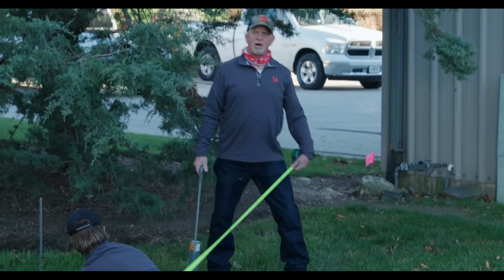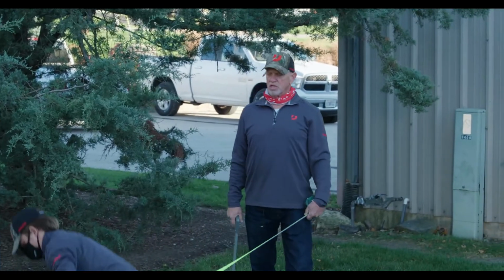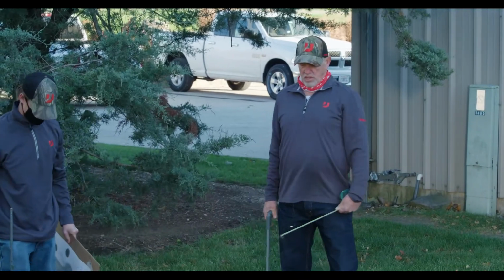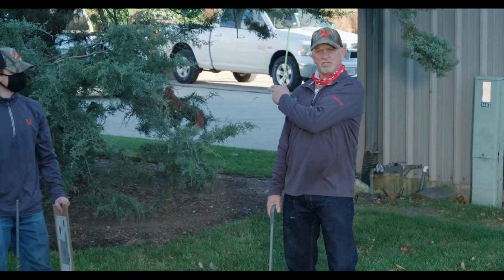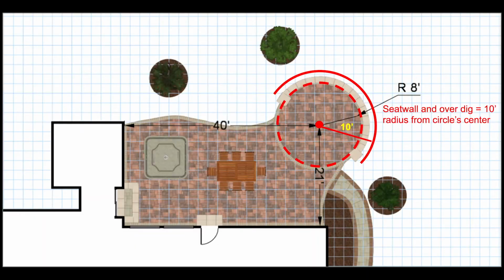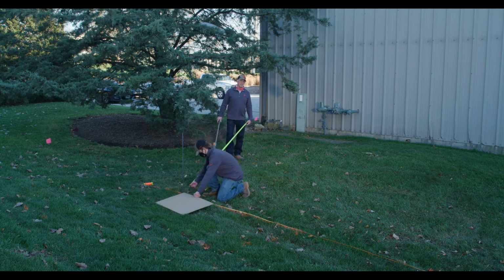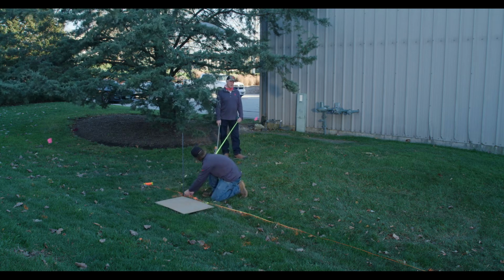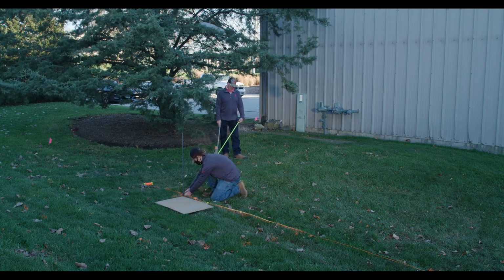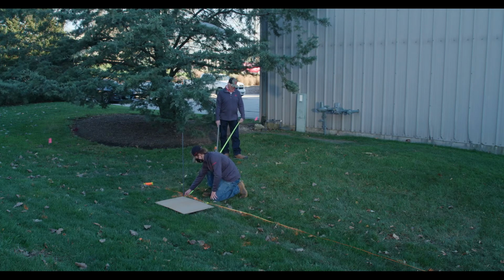Okay, while we're in this area, one of the things that I'd like to do is lay out the seat wall. It's on the exterior perimeter of this 8 foot radius. So while we're here, we're going to do another spray line plus 1 foot. Now, that's the position of the wall itself. So I want to include the overdig area, which means I'm going to spray out at 10 foot.